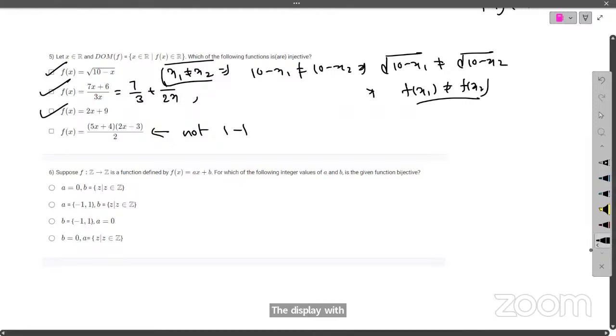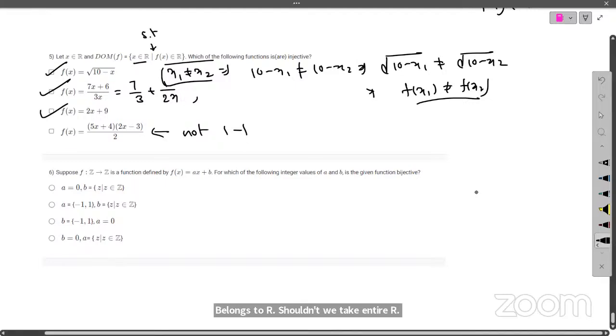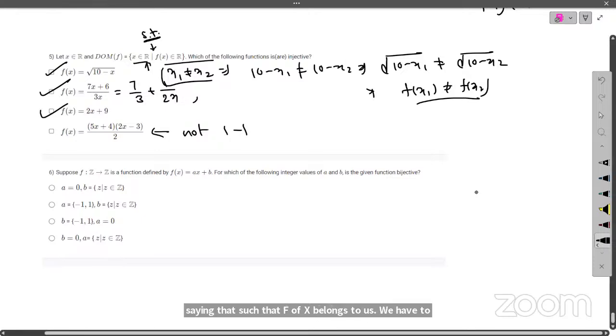Thank you. In this question, the domain of f(x) belongs to R. Shouldn't we take the entire R? No. The domain is all x belongs to R such that f(x) belongs to R. So you have to take all those real numbers for which your f(x) is a real number. This is set comprehension notation. Here R is the existing set, and we have to select all those real numbers for which the value of the function is a real number. That's the definition of domain, right?